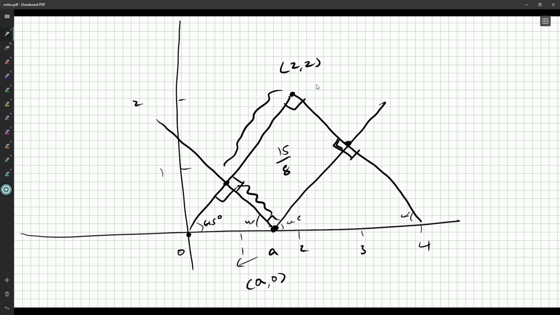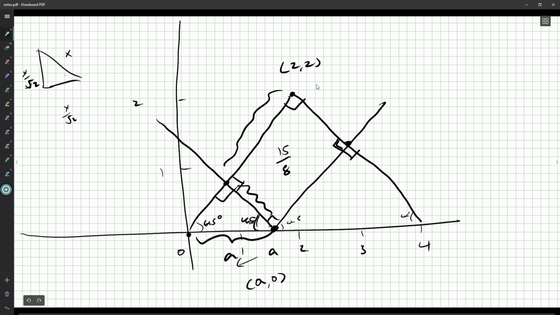Now, the question is, what exactly can we do? Well, if this is a 45-degree angle, and this distance from 0 to a is a, then this must be a over root 2. Because we're just using the isosceles right angle triangle, and if you know the hypotenuse is x, you get x over root 2 for each of the sides. So we get a over root 2 here, and an a over root 2 here.